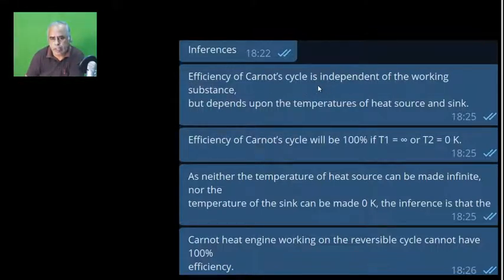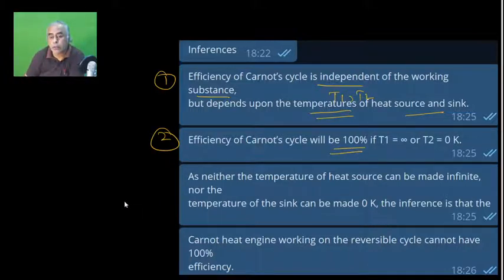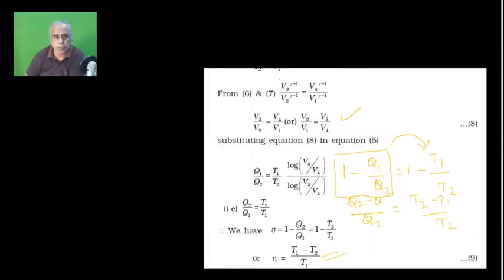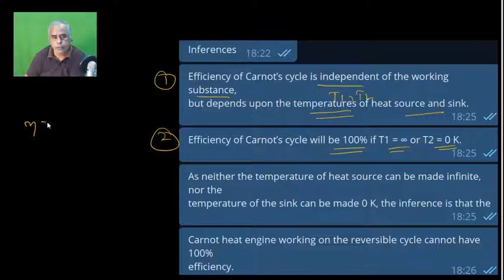Efficiency of Carnot cycle is independent of the working substance. That is point number 1. But it depends on the temperatures of the heat source. Is it not? So it depends on T1 and T2. Second point, efficiency of Carnot cycle will be 100% when T1 is infinity or T2 is 0 Kelvin. How is it possible? Let me take this efficiency. So efficiency is equal to T2 minus T1 divided by T2. Is it not? So when T2 is equal to 0 Kelvin, what happened? Anything divided by 0 is infinity, is it not?